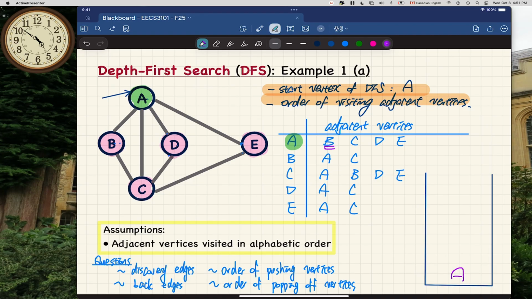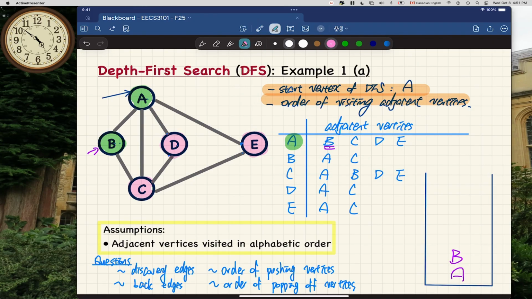Okay? So I'm going to push B. You can see B here is actually unvisited, which is good. I'm discovering something that's unvisited. So I'll push B to the stack. Okay? So in that way, I'm going to mark this one here as visited. At the same time, it is important to mark the edge as discovery edge.